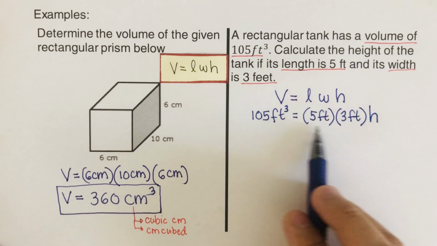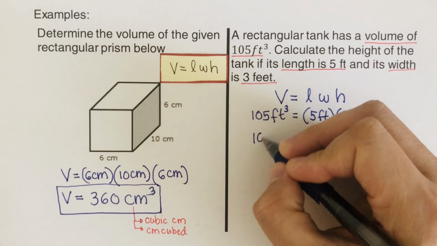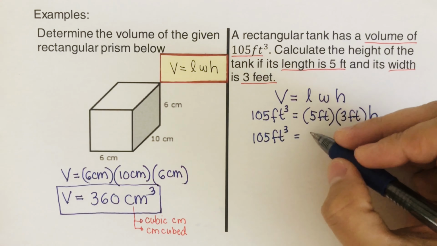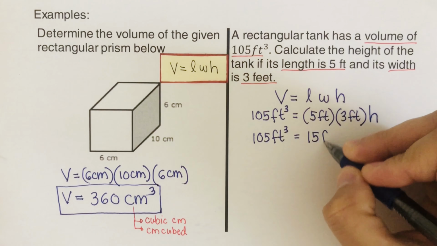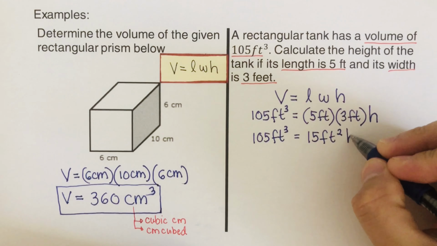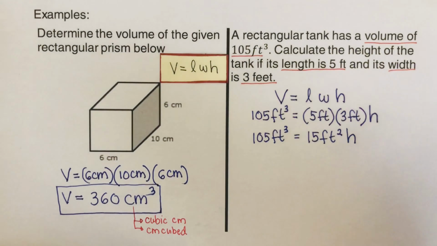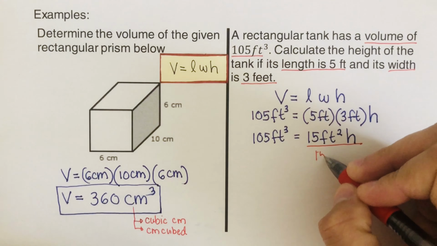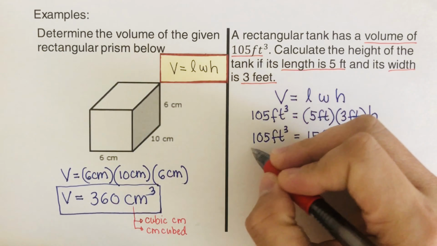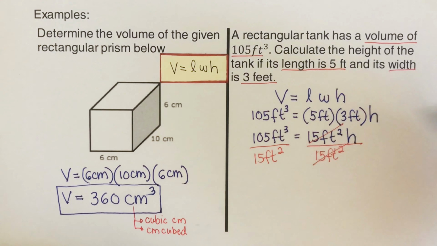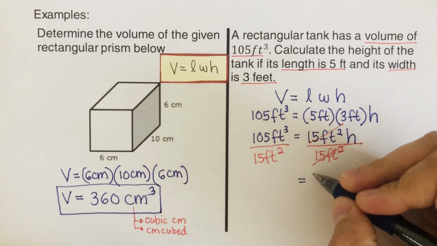Now we are going to multiply these two together first. I'm just going to write the 105 cubic feet. And then that is 15 feet squared. The reason it becomes squared is because we have a feet and a feet, so that's feet squared. And then the H. Now we want the H by itself because we're looking for the height of this tank. So we're going to divide both sides by 15 feet squared. We can cross this 15 and 15 out, so we're left with height.